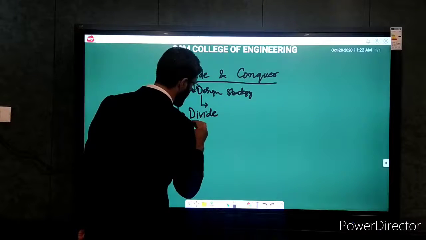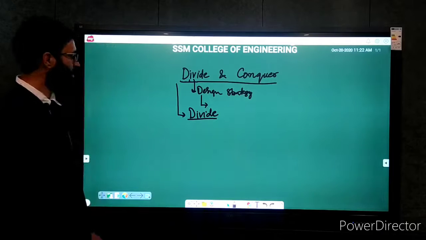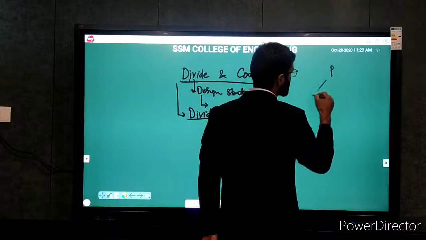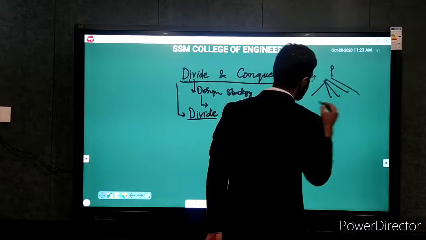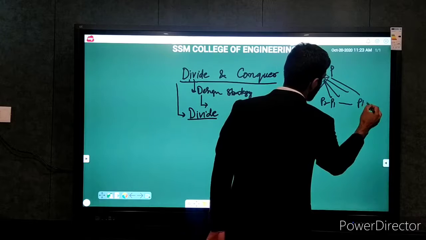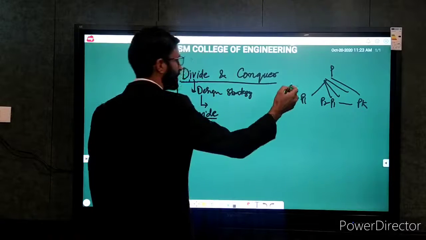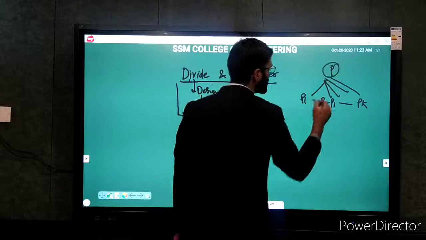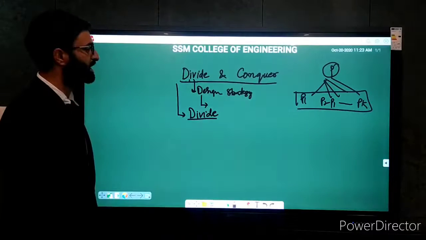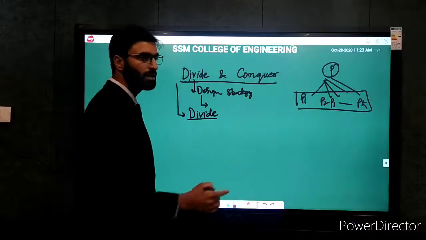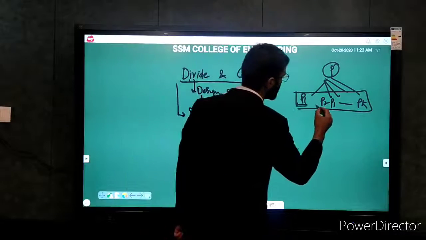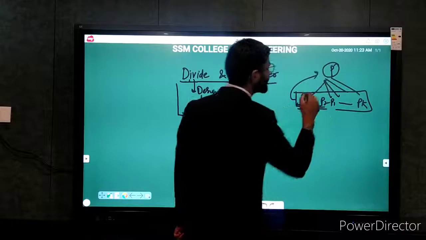divide, right? In this we divide the original problem instance into several sub problems, P1, P2, P3 and so on up to Pk. Let us suppose we have a problem P and we divide this problem P into several sub problems P1, P2, P3 and so on up to Pk. One more thing I would like to clear over here, these sub problems should be of the same type as that of the original problem.